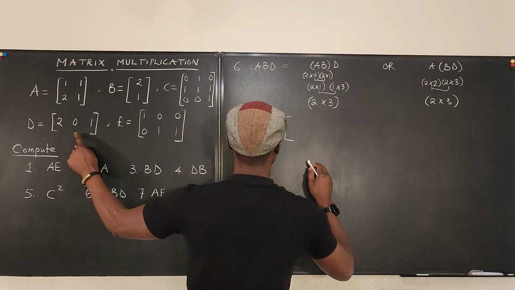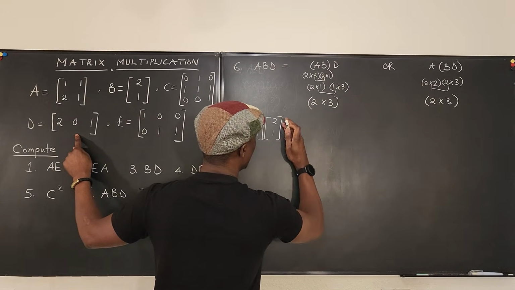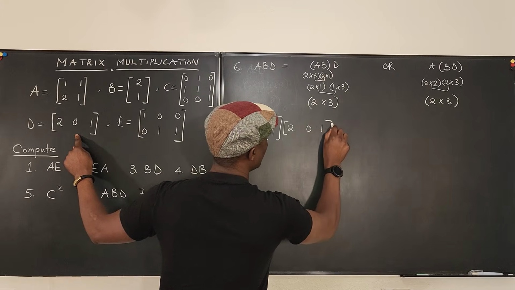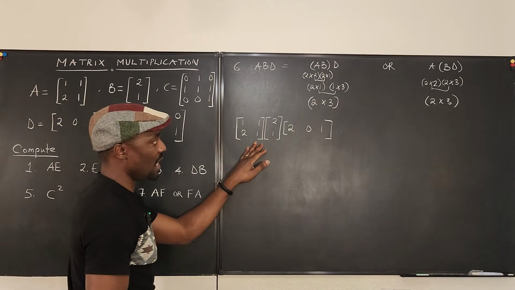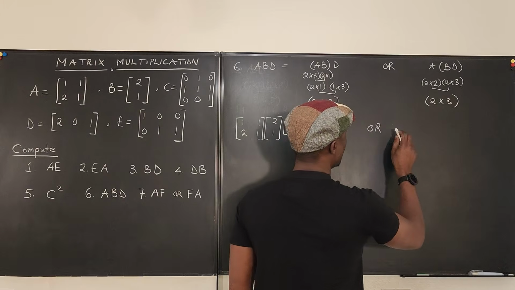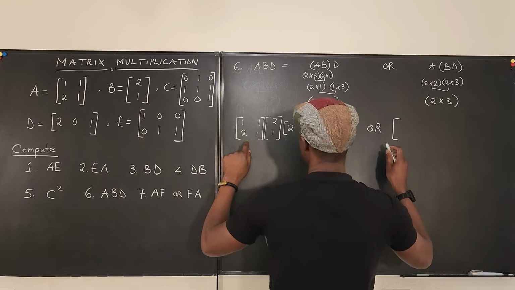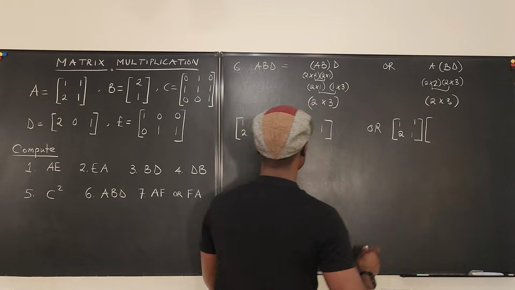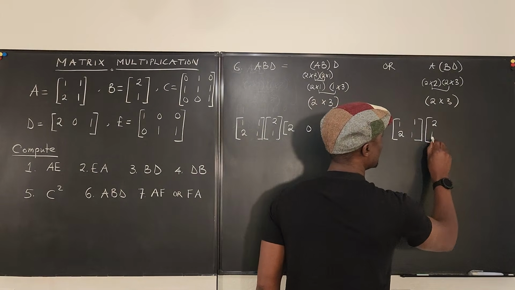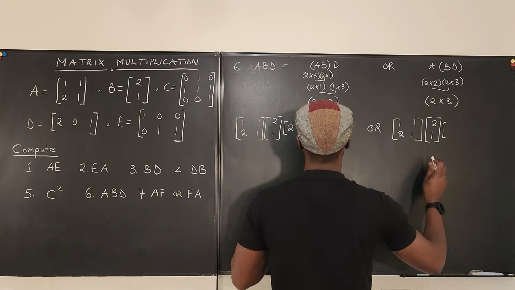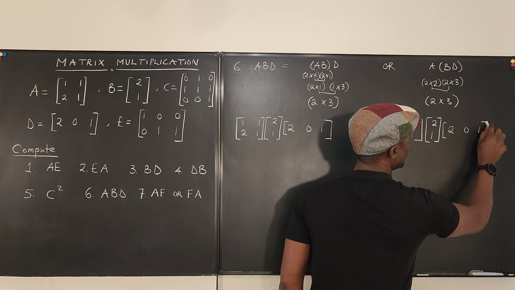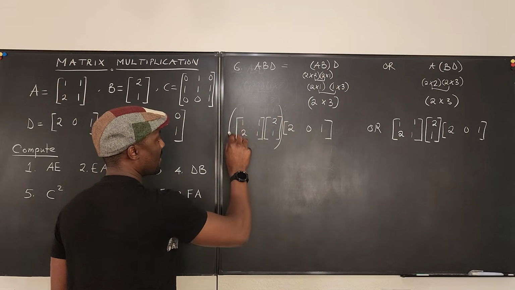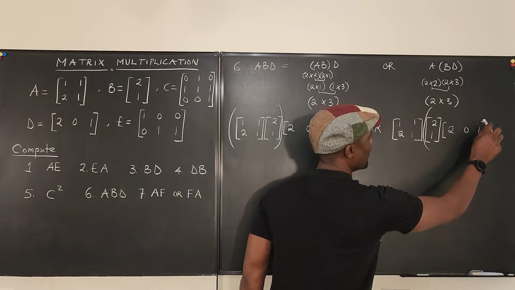What is D? D is, let's make it smaller. D is this way: 2, 0, 1. We're going to do this multiplication. Or we're going to say it's going to be A, which is 1, 1, 2, 1, multiplied by 2, 1, multiplied by 2, 0, 1. So we're doing these first.